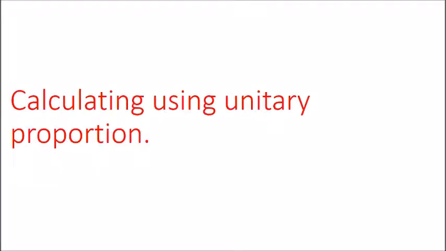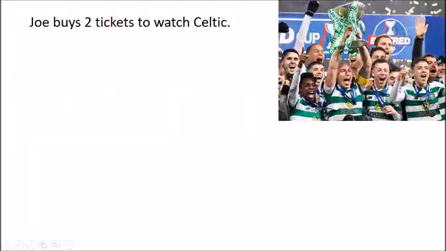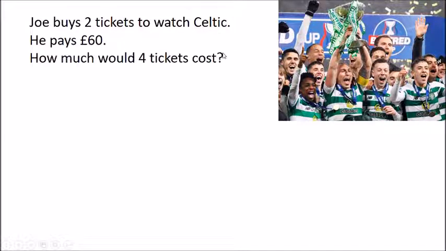Morning guys, today we're going to be calculating using unitary proportion, and I'm going to use the following examples to explain exactly what that means. Okay, so let's say Joe buys 2 tickets to watch Celtic. He pays £60 for both of these tickets. How much would 4 tickets cost?